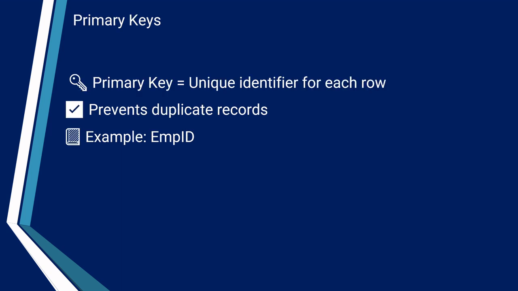Every table needs a primary key, a unique identifier for each record. For example, EMPID ensures that each employee record is distinct. Without primary keys, duplicate or inconsistent data could easily creep in.